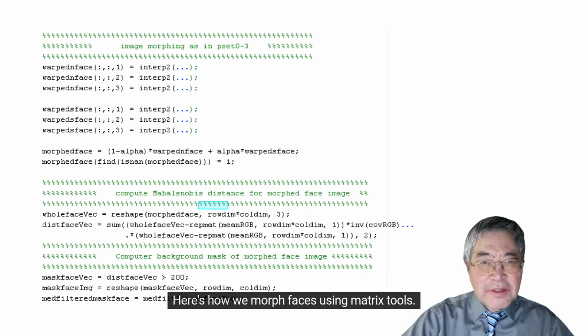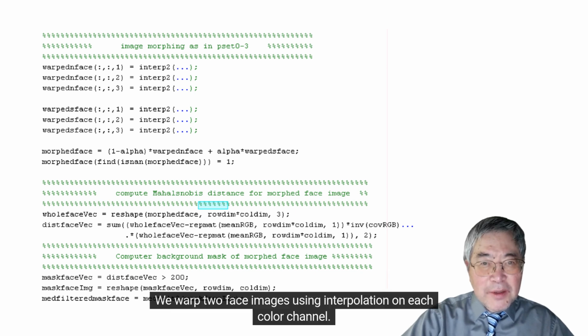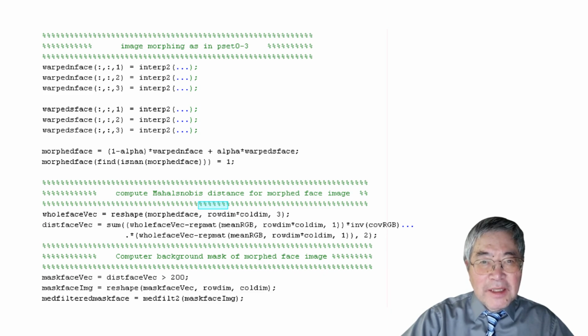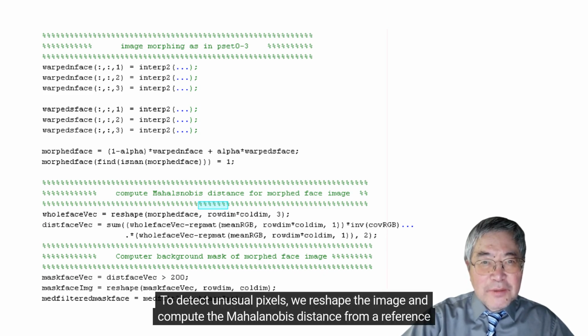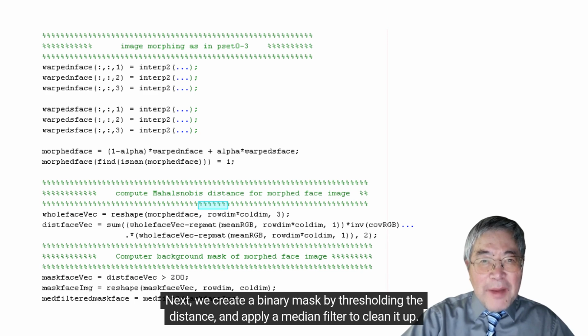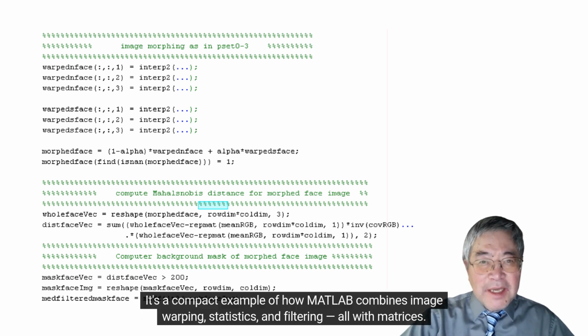Here's how we morph faces using matrix tools. We warp two face images using interpolation on each color channel, then blend them using a weighted average, with alpha controlling the mix. To detect unusual pixels, we reshape the image and compute the Mahalanobis distance from a reference color. Next, we create a binary mask by thresholding the distance and apply a median filter to clean it up. It's a compact example of how Matlab combines image warping, statistics, and filtering, all with matrices.